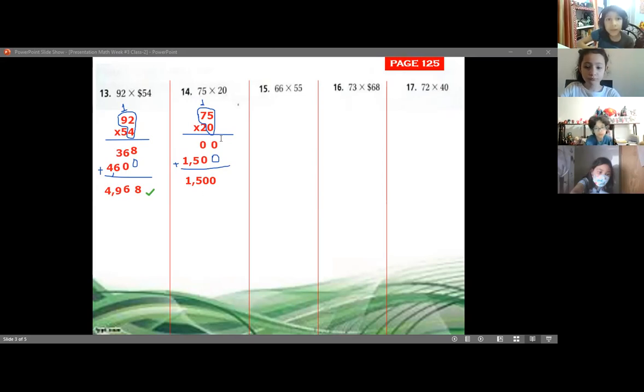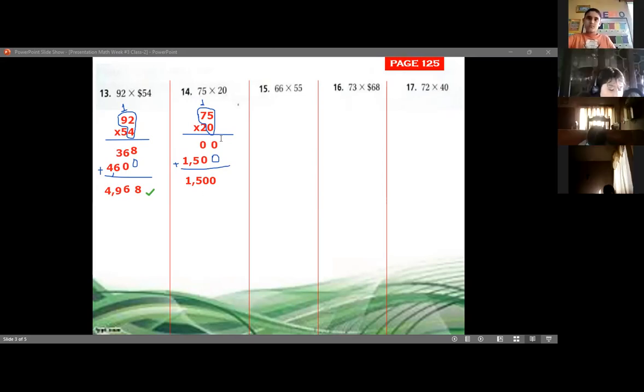Is the answer correct, class? The same that the people already worked? Yes, right? 1,500. It's not complicated, because remember that when you multiply by zeros, you just add 0. So that is when we multiply by tens. We can multiply 75 times 2 and we just copy 1 zero more.